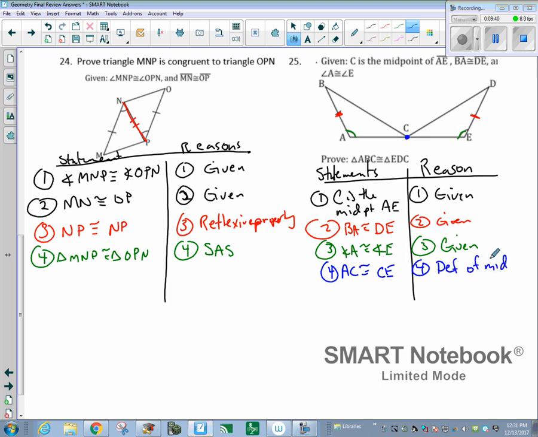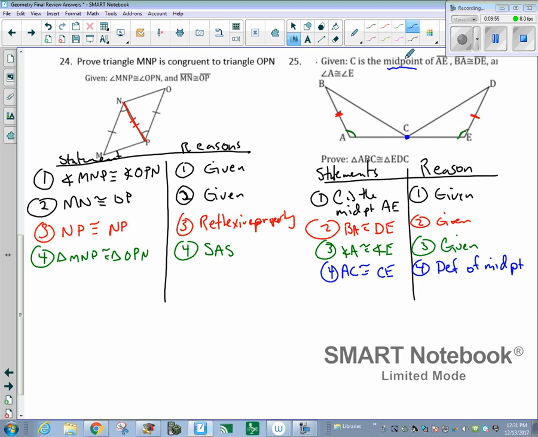And I wouldn't use bisector because they told me up here that we're using a midpoint. If they told me C was a bisector of AE, then I would say by definition of segment bisector. But I don't have to because they told me midpoint, so I'm going to go with that.